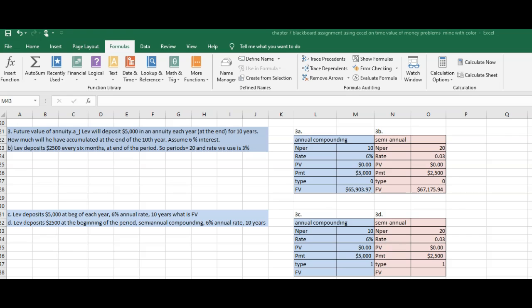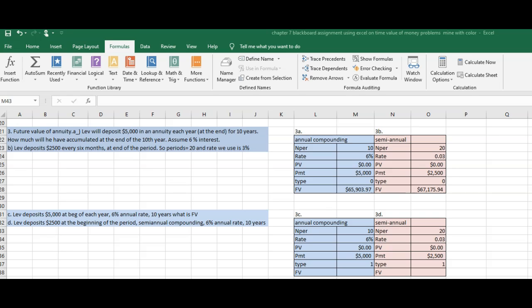Hello class. This video is about the future value of an annuity due. It's a continuation of a problem that we started, and we have Lev who is depositing $5,000 a year, and he is getting 6% annual rate of interest for 10 years, and we want to know how much will he have accumulated at the end of the 10th year.